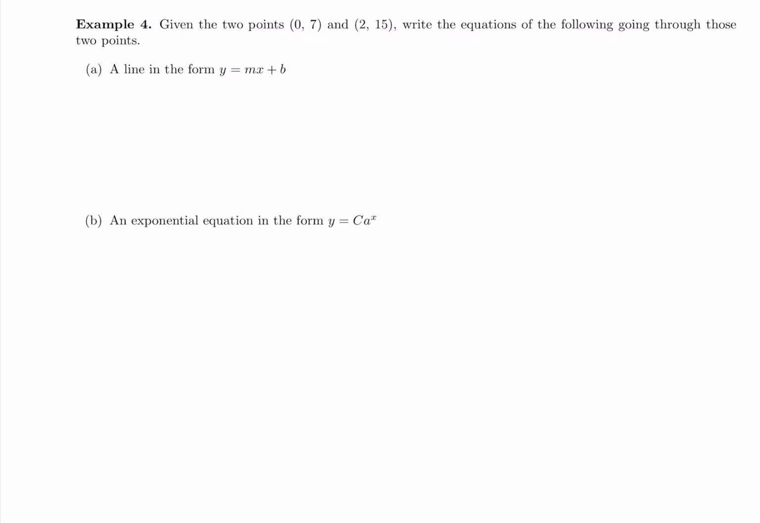We're going to do the 3 steps to write a linear function first. So to write a linear function, your first step is to find m. Your second step is to find b. And then your last step is to write the equation. Both of these have 3 steps. So my first step is to find m.